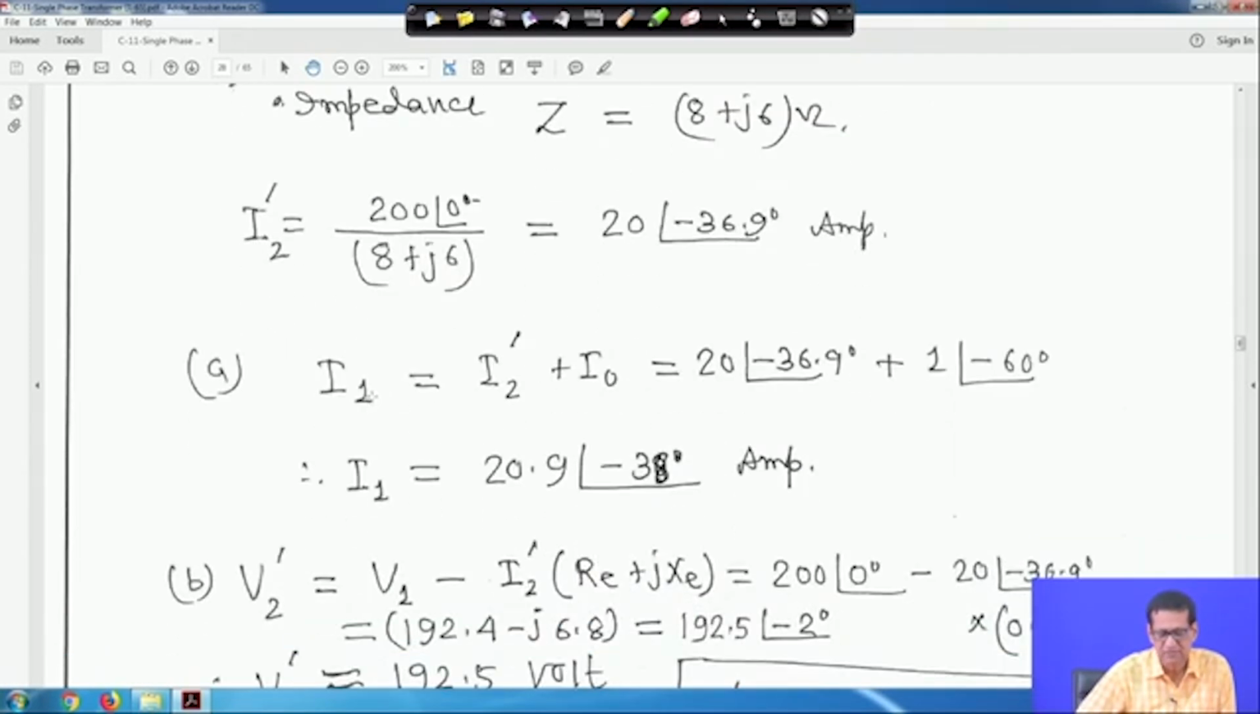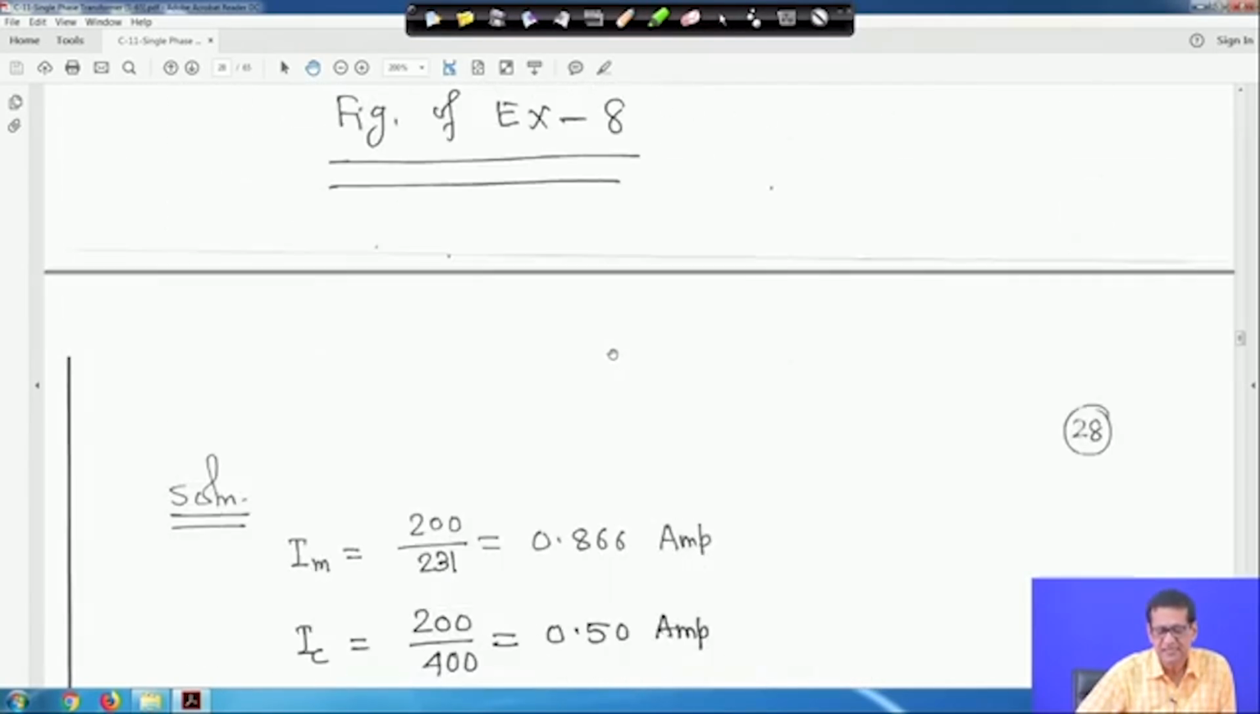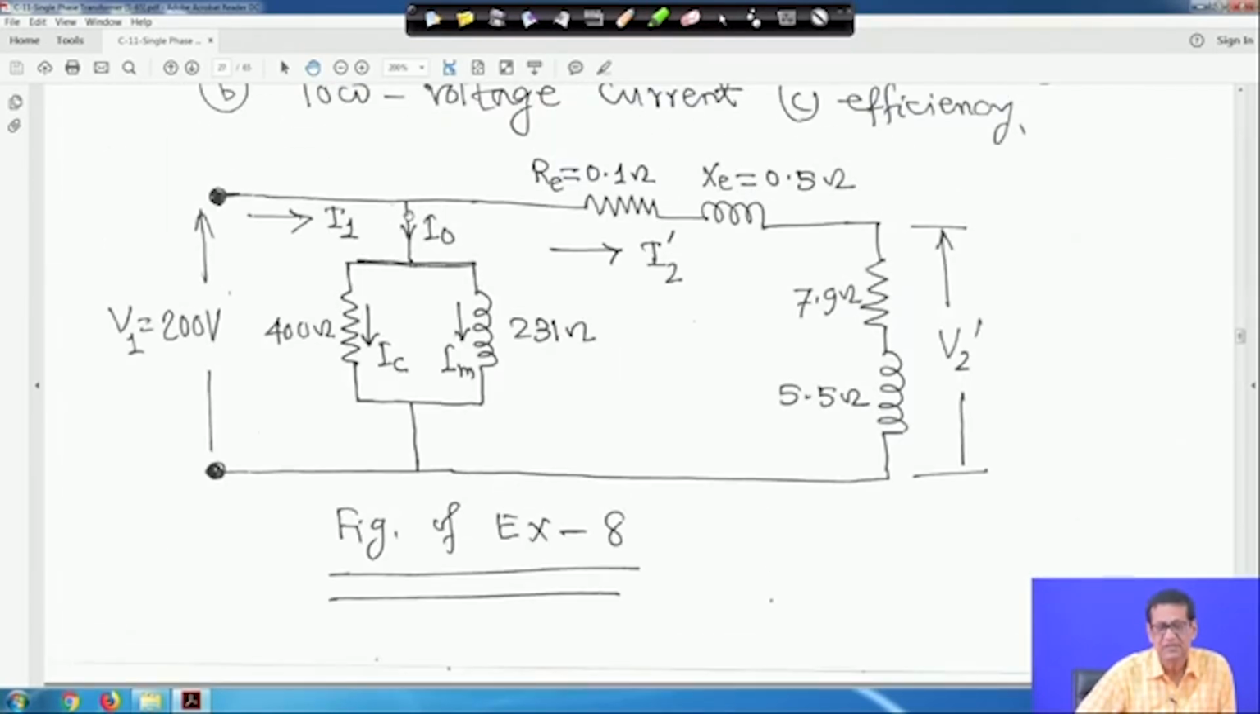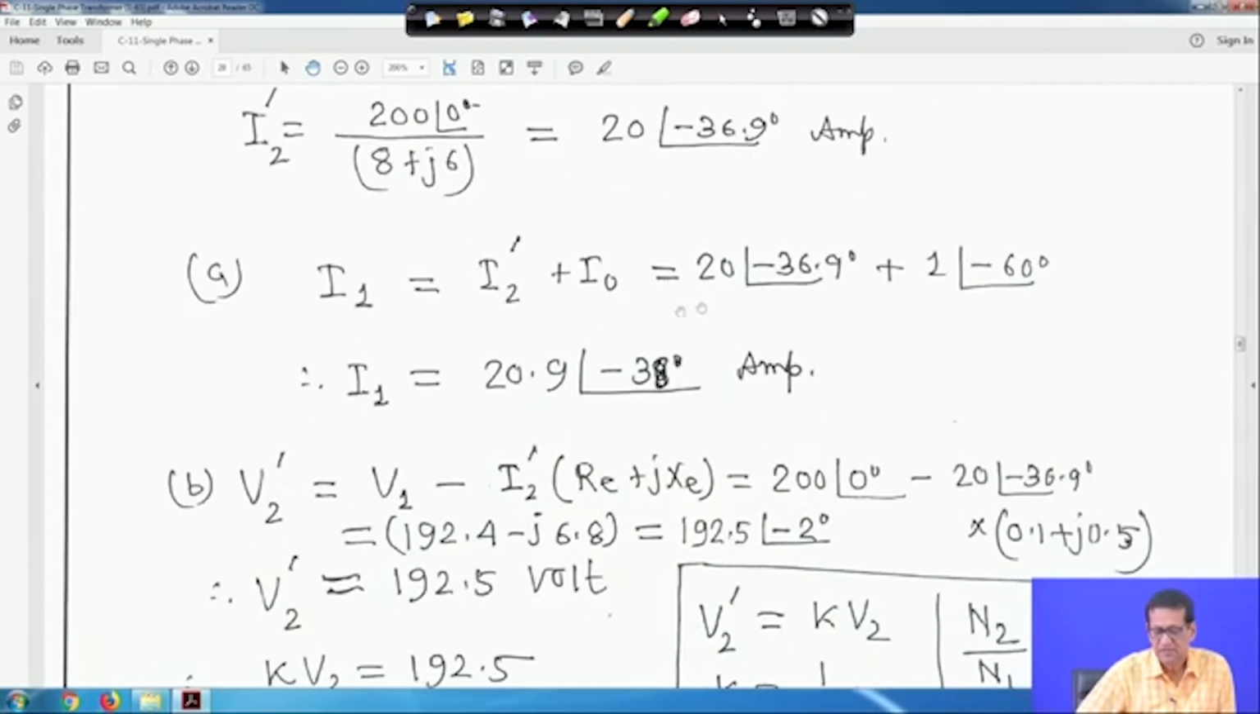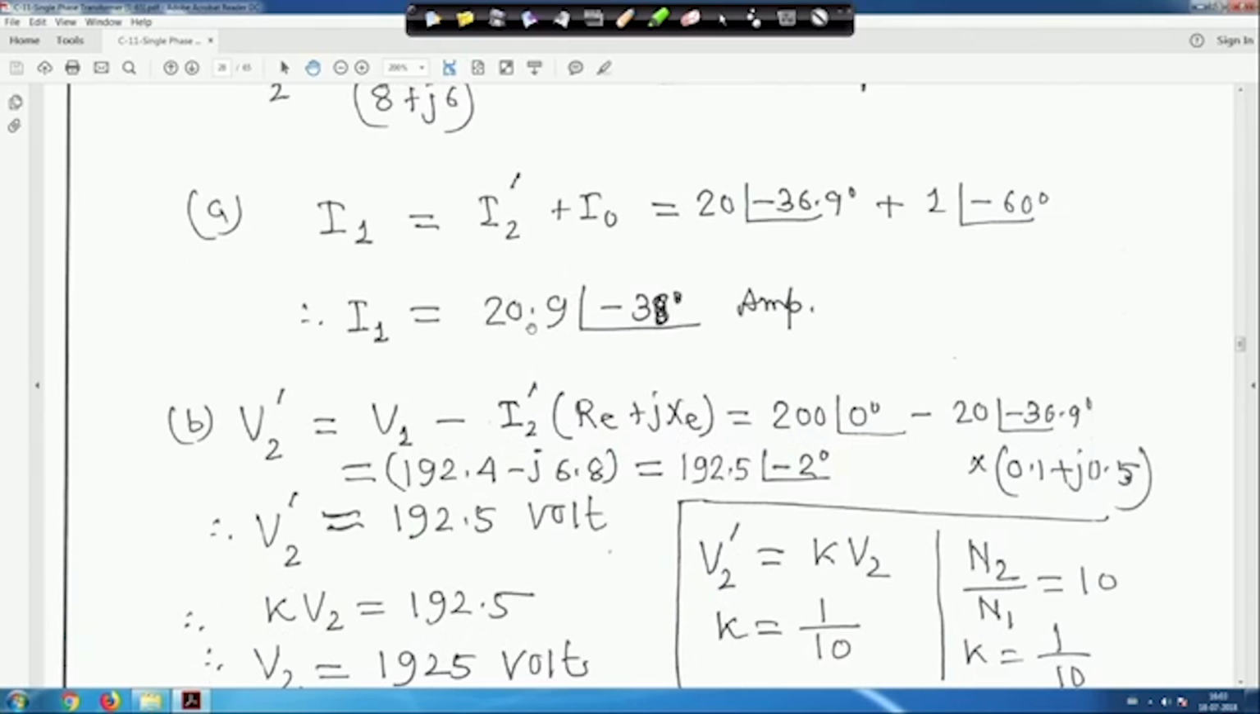Therefore I1 is equal to I2 dash plus I0. In this circuit you apply KCL, I1 is equal to I0 plus I2 dash. If you substitute I2 dash and I0, it will become 20.9 angle minus 38 degree ampere.